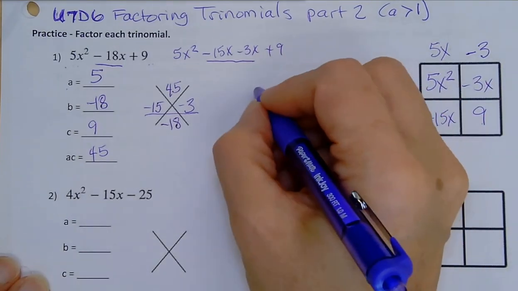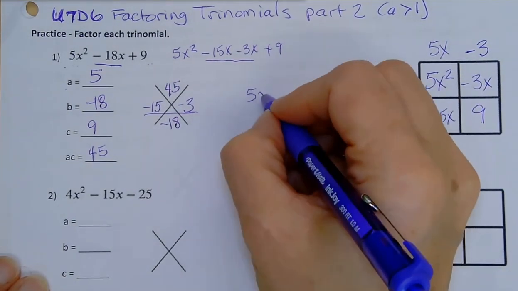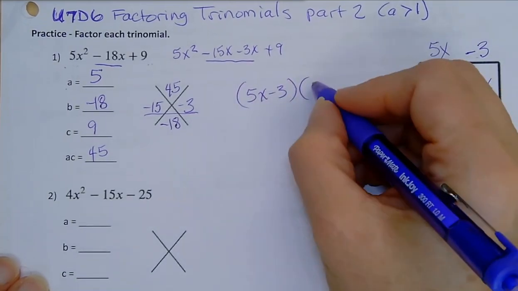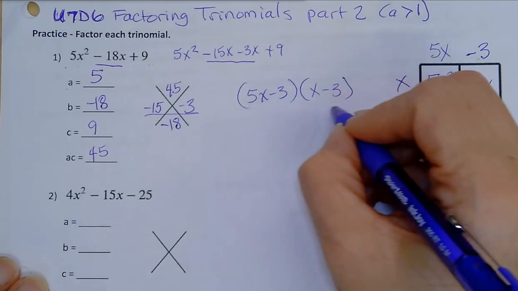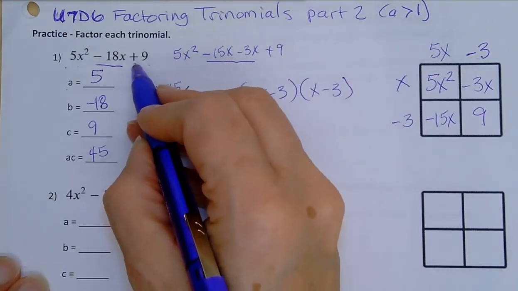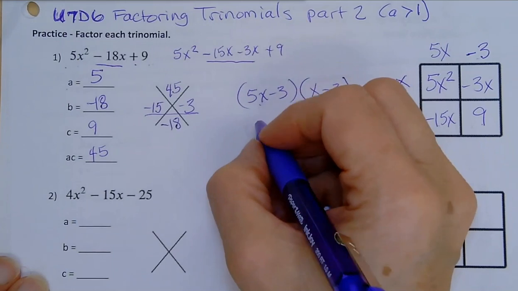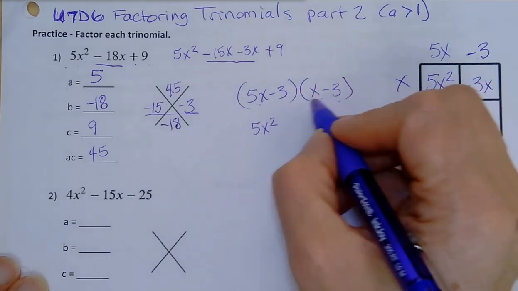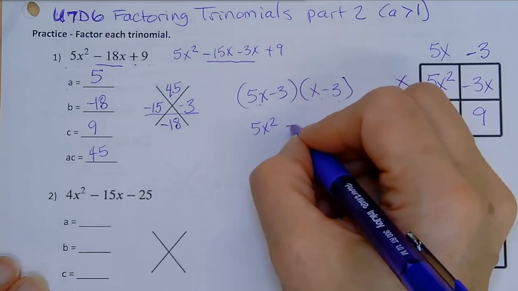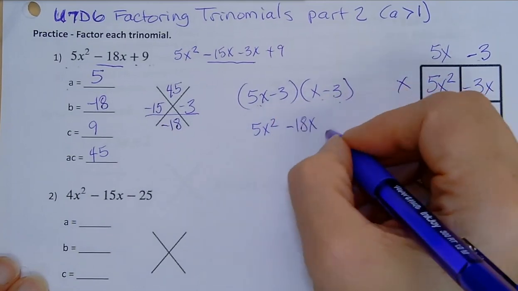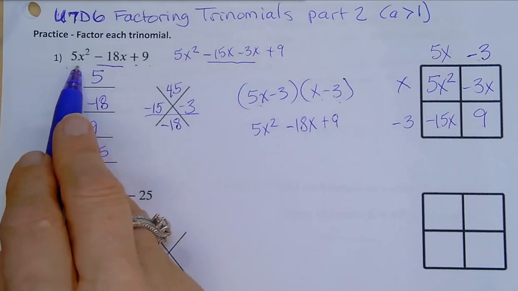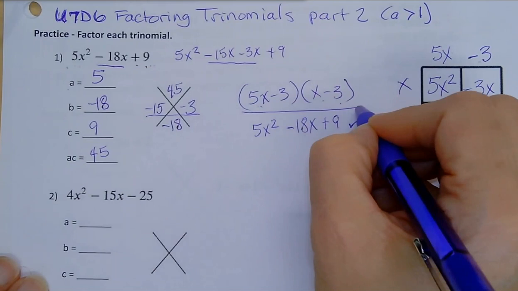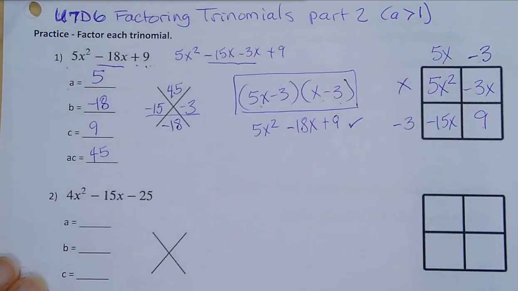So those should be my binomial answers. I have 5x minus 3 times x minus 3. Let me double check that that gives me back my original trinomial. 5x times x is 5x squared. Outer is negative 15x and inner is negative 3x, so that's negative 18x. Last is positive 9. Is that what I started with? 5x squared minus 18x plus 9. It is. So that means I found my binomials.